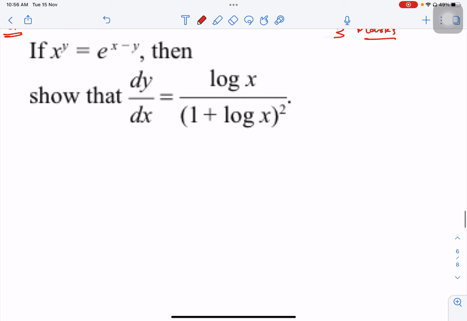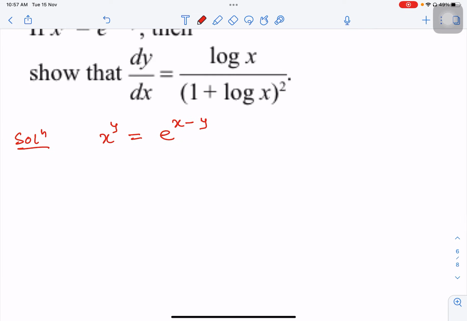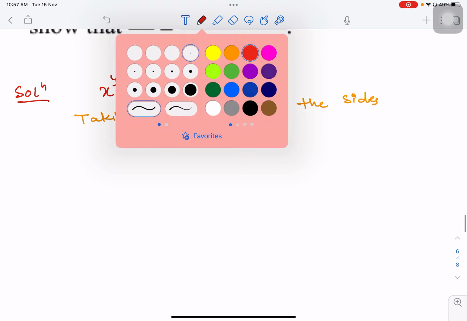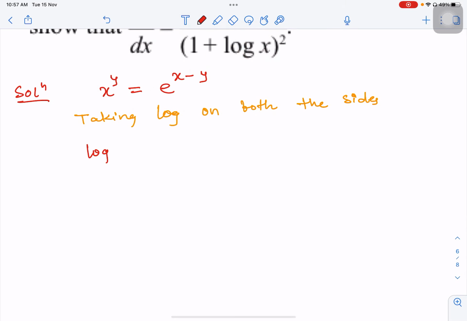आप x raised to y को differentiate नहीं कर सकते because you have variable raised to variable. Whenever you have variable raised to variable, हम लोग क्या करते हैं? We take what? Log on both the sides. So x raised to y equals to e raised to x minus 1. So taking log on both the sides, if we take log on both the sides, क्या मिलेगा आपको? We will have log of x raised to y equals to log of e raised to x minus 1.